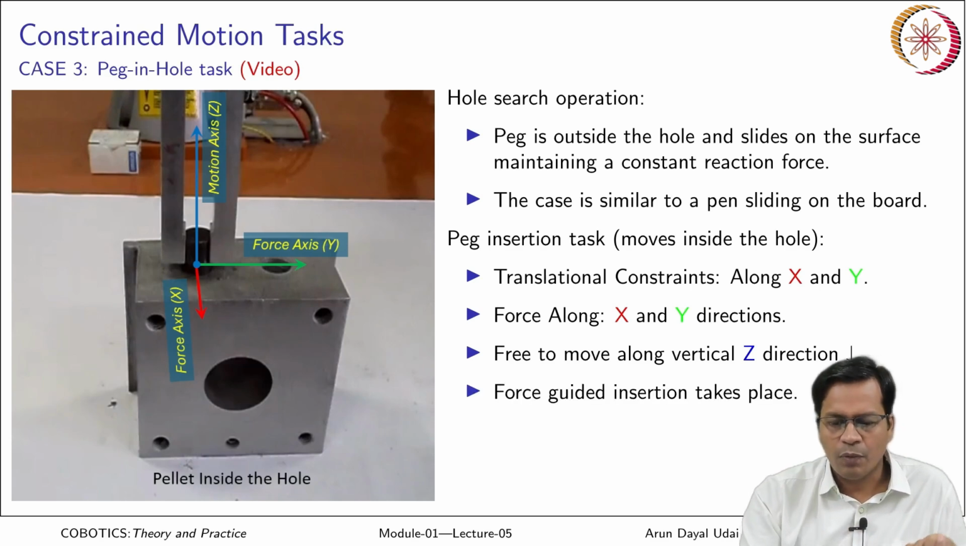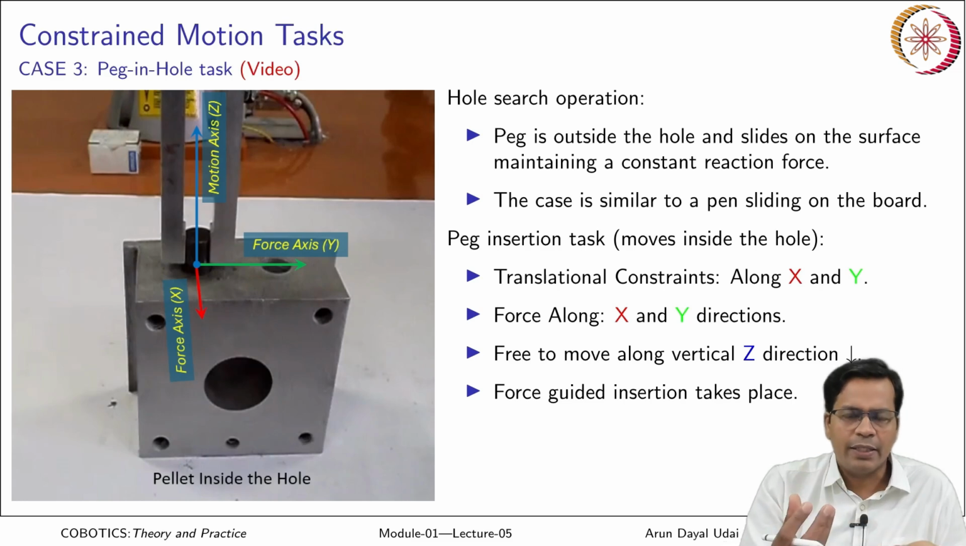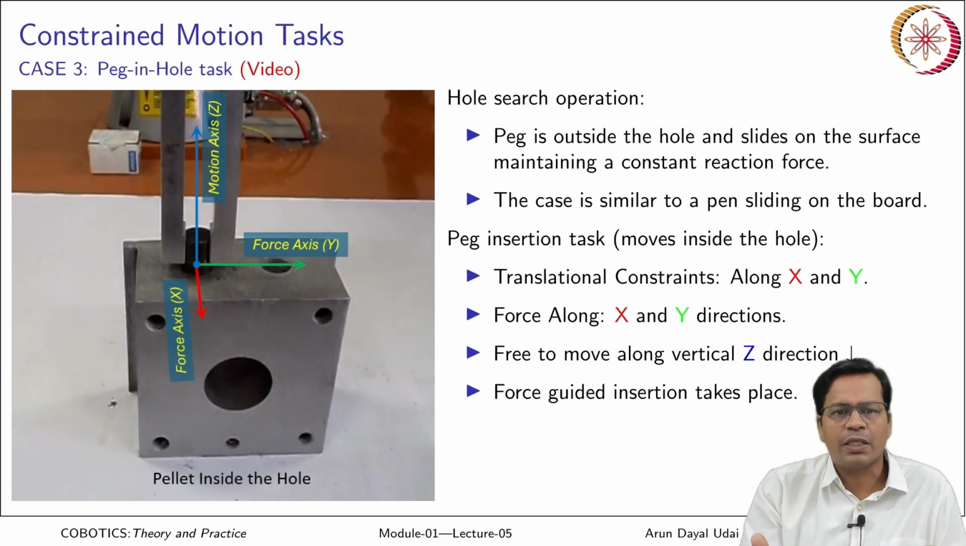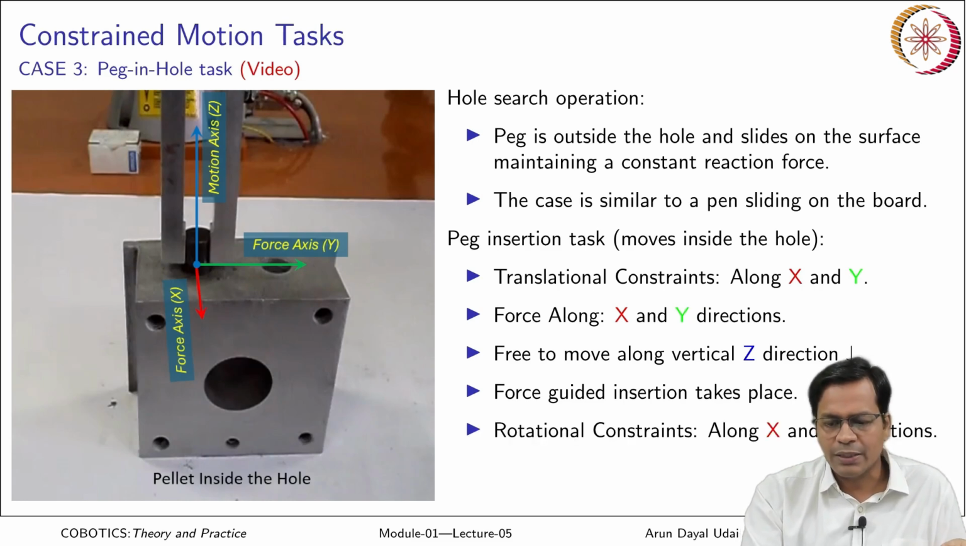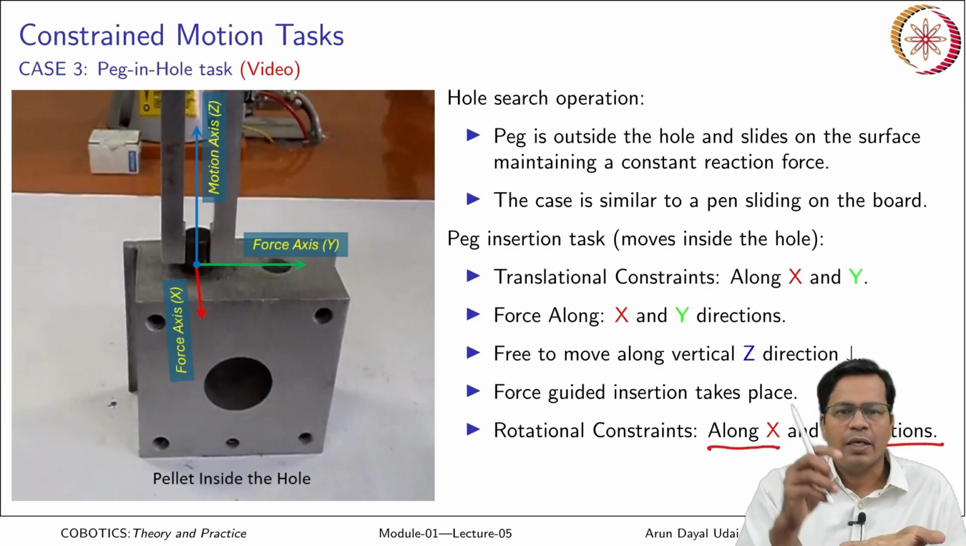Okay. So, the force guided insertion takes place. If it gets a little bit off, you have to come back, or end effector compliance out of the impedance controller takes care of that, and finally you can push it inside the hole, or you can just drop it if it is gravity supported. Rotational constraints along x and y directions exist. You cannot roll, you cannot pitch also as soon as it gets into the hole.